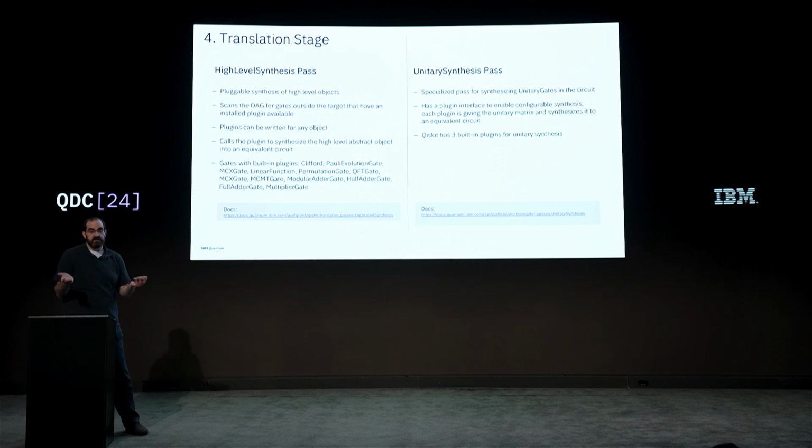And so built into Qiskit, we have plugins for a lot of these higher-level gates, like a Clifford, so you can just put a Clifford tableau directly on your circuit, and this pass will see that and synthesize it. But then also the PauliEvolution gate for the evolution of a Hamiltonian that Julian was talking about yesterday. That is another example, and the list goes on. But this is also open, so anyone can define a custom gate and a custom synthesis method and write a plugin for it.